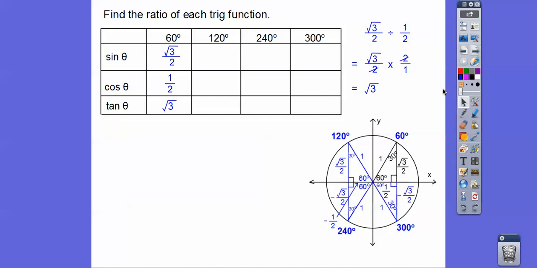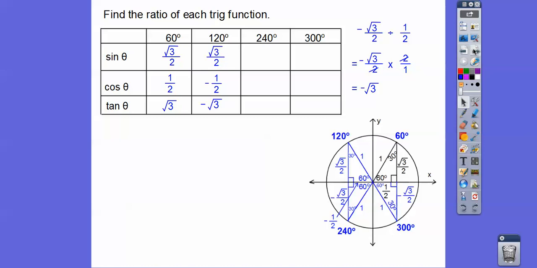Okay, all right, so let's find the sine, cosine, and tangent of 120. So it's the same as this 60. Opposite over hypotenuse is sine. Adjacent over hypotenuse is cosine, so it's negative 1/2 over 1, which is negative 1/2. The tangent is going to be opposite over adjacent. So a positive divided by a negative is a negative. So this is going to be negative root 3.